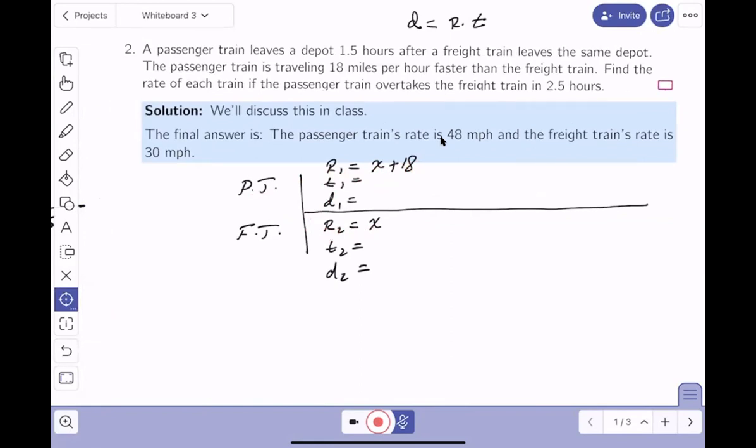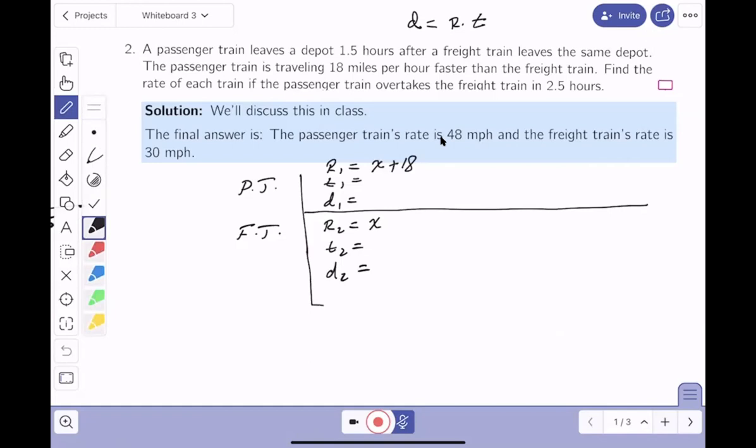If it takes you time to read something, please take your time so you can understand it. Don't let someone rush you into understanding. You take your time to understand what you've read. All right. Find the rate of each train. If the passenger train overtakes the freight train, now here comes the real story. So I want to explain to you what's happening over here. The freight train leaves first. Okay, freight train leaves first. Let me put this down for you.